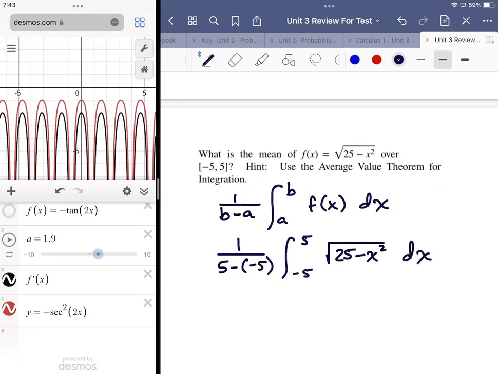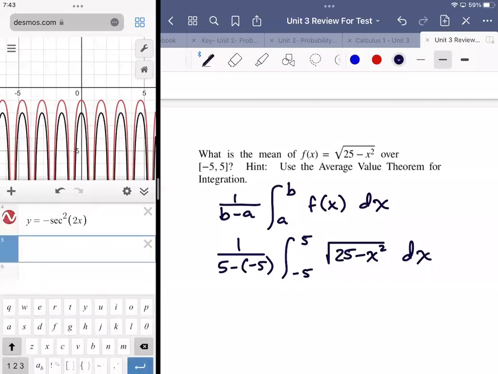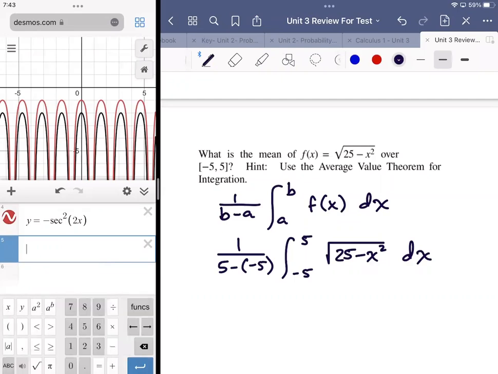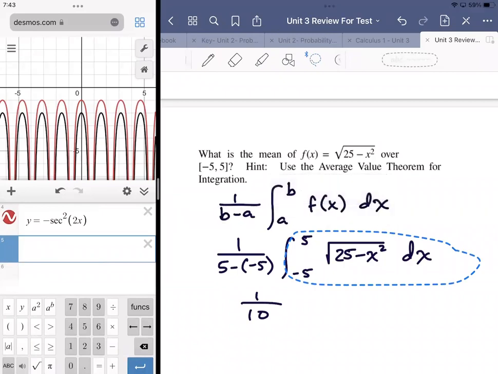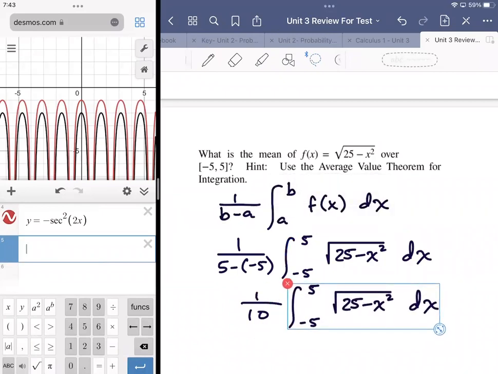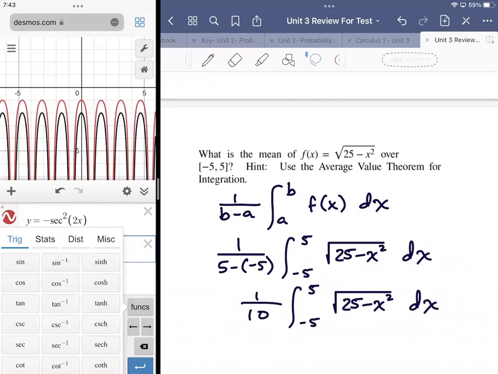Now this is all straight calculator. The point of this question is for you to demonstrate that you know what the average value theorem is, not that you could show me Calc 2 level integration techniques. But yeah, this part you could do by hand. That's a 1/10. But then everything else, just chuck right into the calculator and let it spit out the answer.